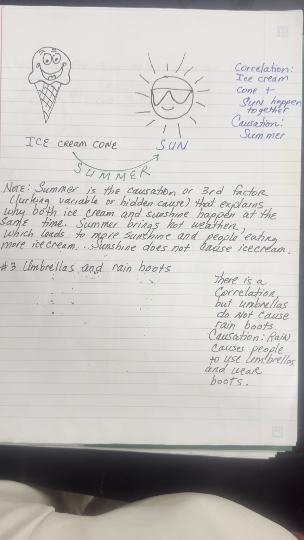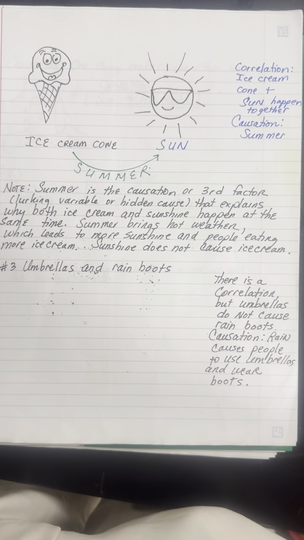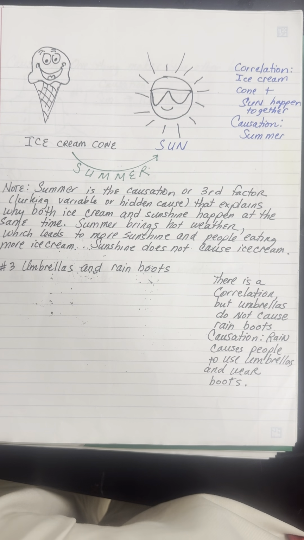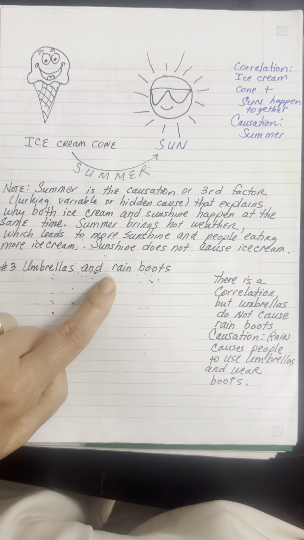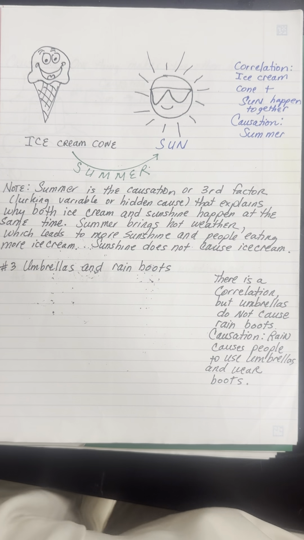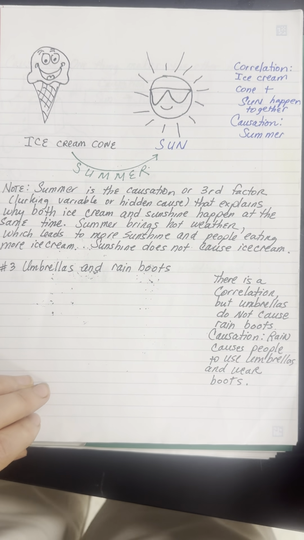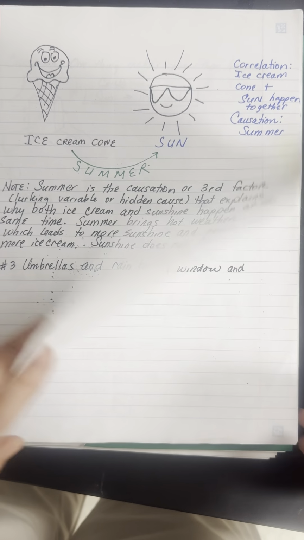Okay, now you're going to do umbrellas and rain boots. There's a correlation. When you see a lot of umbrellas, you may see a lot of rain boots, but umbrellas do not cause rain boots. Causation is the rain. Rain causes people to use umbrellas and wear boots.